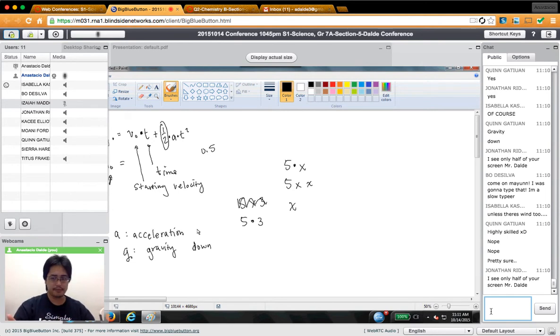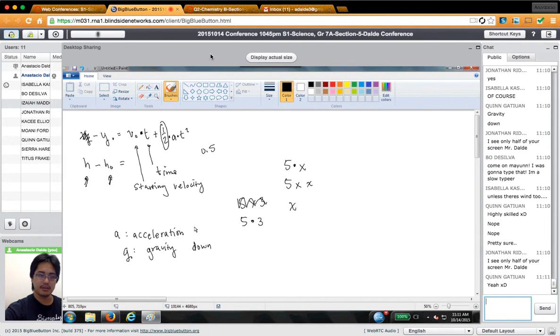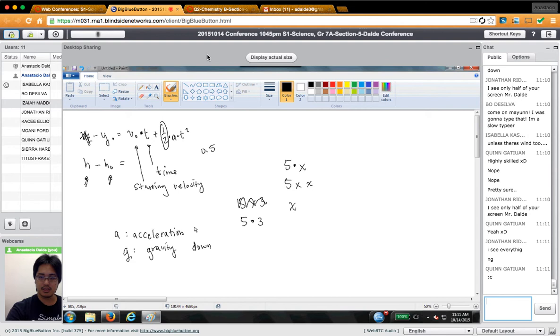We're good with that. You can only see half my screen. Oh yeah. Don't worry about it. You'll be all right. Hold on. Just click on the desktop sharing part, and it will give you the whole screen. There we go. At the very top, it says display actual size. Just click on that gray part, and then you'll be able to see the whole thing.